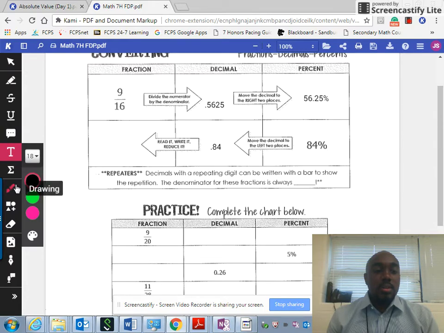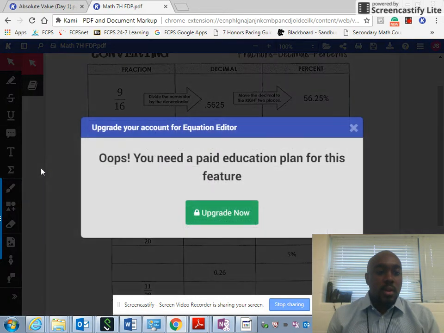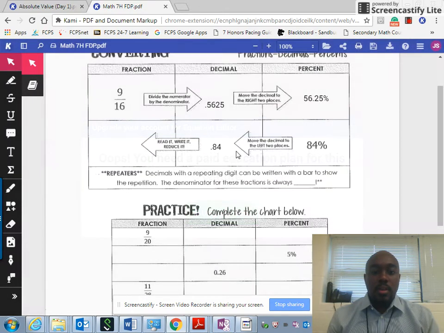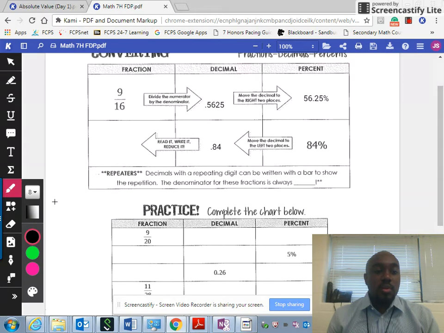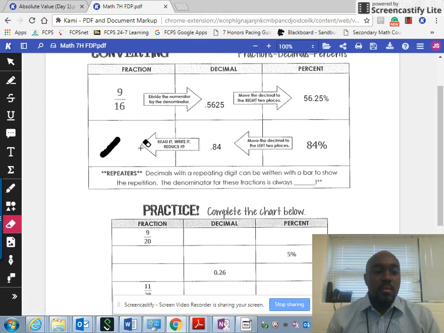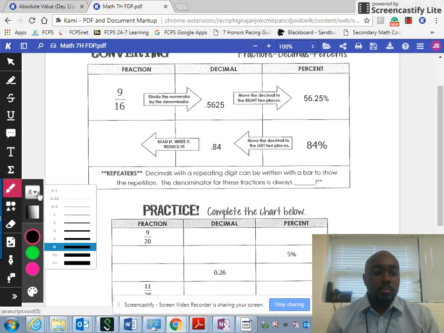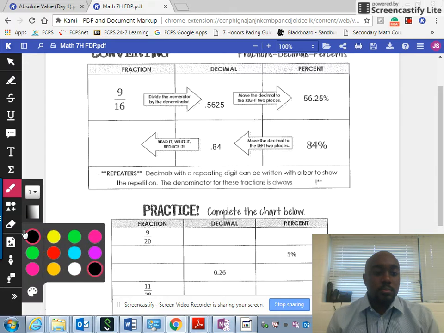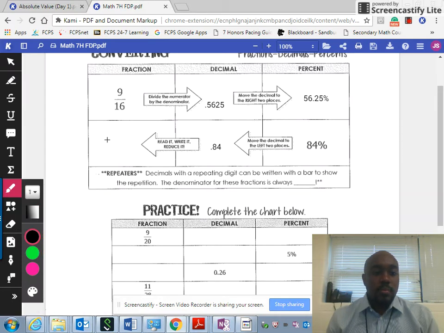Let's see if I can do this. Equation. There we go. Oh, we can't do that. Okay, well, no problem. So it's going to be a fraction. So I'm going to draw. So we have our fraction bar. It's a little too big. Let me erase that. Let's try that now.